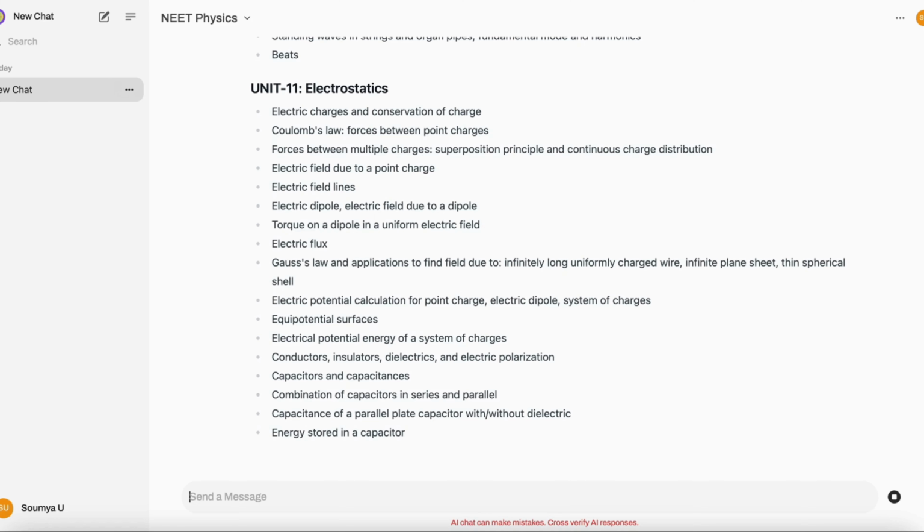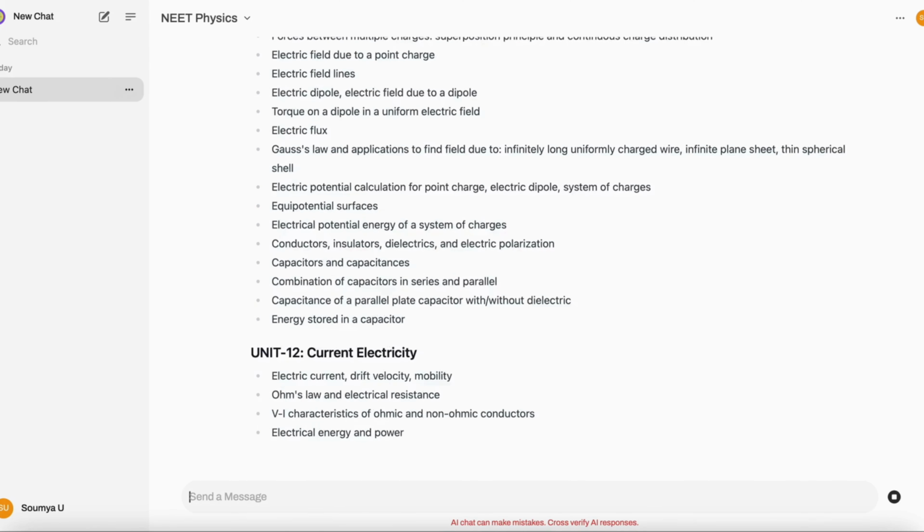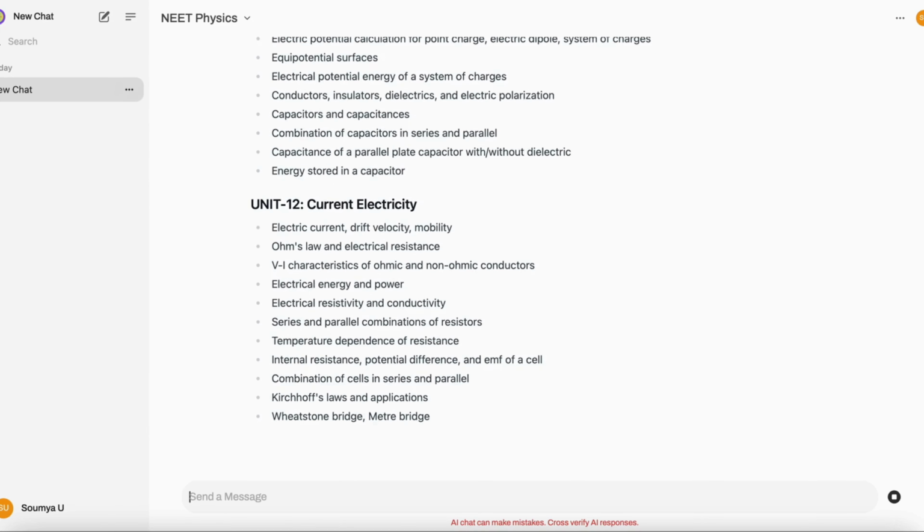stored in a capacitor. Unit 12, Current electricity. Electric current, drift velocity, mobility, Ohm's law and electrical resistance, V-I characteristics of ohmic and non-ohmic conductors, electrical energy and power, electrical resistivity and conductivity, series and parallel combinations of resistors, temperature dependence of resistance, internal resistance, potential difference, and EMF of a cell, combination of cells in series and parallel, Kirchhoff's laws and applications, Wheatstone bridge, meter bridge.